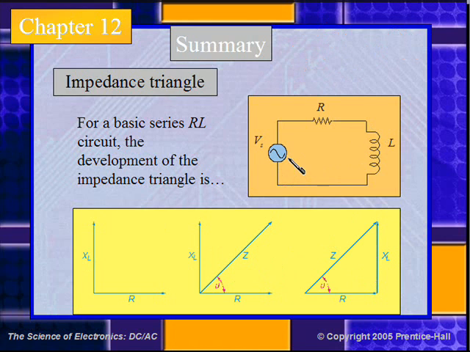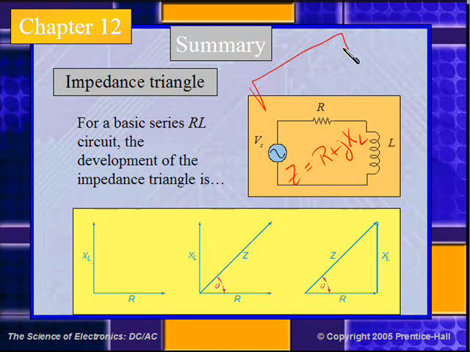For a basic series RL circuit, the development of the impedance triangle is this way. It's basically the same formula. The only difference is it's plus j X sub L. So again, we're looking for the hypotenuse. So it's the square root of R squared plus X sub L squared, and the angle is the inverse tangent of X sub L over R. So for an inductor, this angle is positive. For a capacitor, it comes out to be negative.